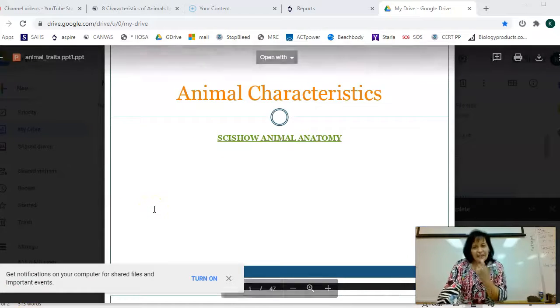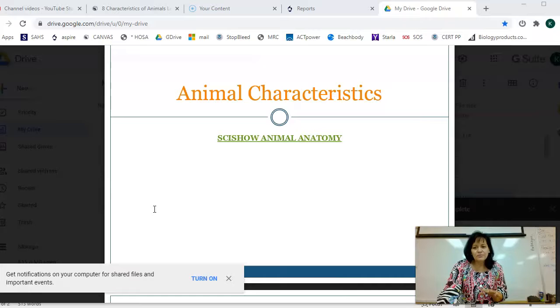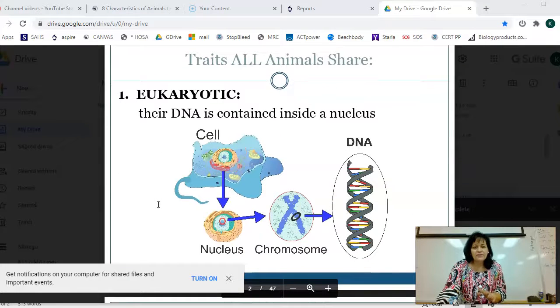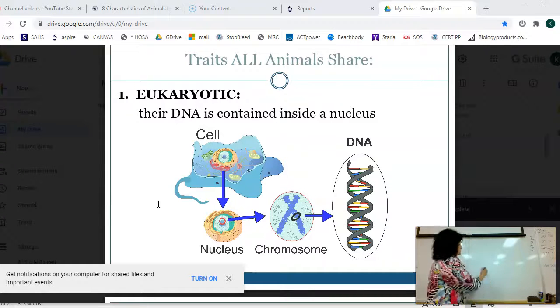So these are the 8 traits that all animals share, so animal characteristics, okay? First of all, you're going to write notes on your own. It's going to be 1 page of notes, and it's going to look like this. Say you have your page, you're going to draw a straight line down the middle.